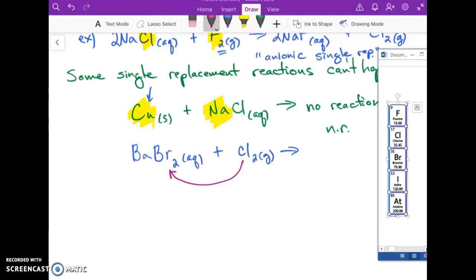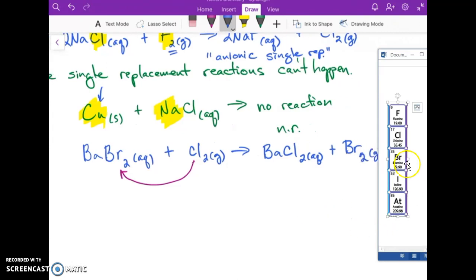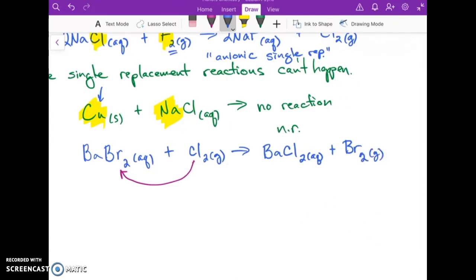So I would go ahead and say, yes, this reaction happens, and then I would go ahead and predict the products, which would be barium chloride, which would be aqueous, and bromine. And bromine is a diatomic molecule. Bromine can be a liquid or a gas at room temperature, but just to keep things simple, we're going to say that all of our halogens are gases. I'm hiding behind the thing there. There we go. And then this one actually doesn't even need any balancing. So this one would be a reaction.